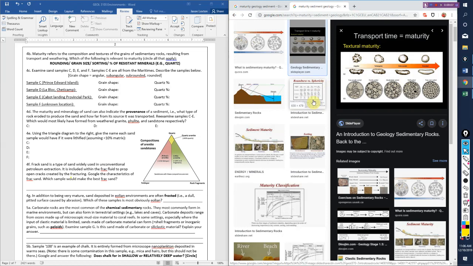Compositional means the percentage of material that is resistant to erosion, or to weathering, rather. The longer a sediment is exposed to chemical and physical attack, the less of the easy-to-break-down material is going to be left. Eventually you're left with just really hard stuff, and that's going to be mostly quartz, because it's the most common physically hard and chemically resistant material on Earth. In fact, most sediment is mostly quartz for that reason, and some sediment can be all quartz, and we'll talk about that down here below.